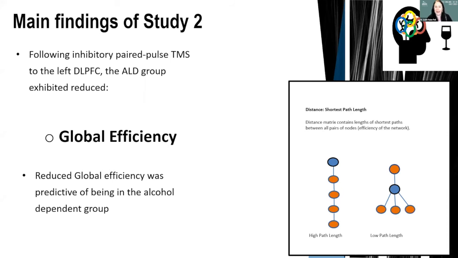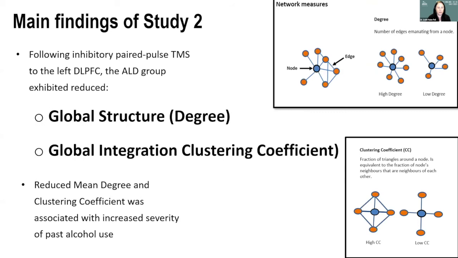Okay, I'll go faster. However, following inhibitory paired pulse TMS to the left dorsolateral prefrontal cortex, the alcohol-dependent group exhibited an altered network response. Global efficiency, which is a measure of information transfer, was significantly reduced. Additionally, using predictive modeling, we found that reduced global efficiency was predictive of being in the alcohol-dependent group. We also found that the alcohol-dependent group presented with significantly reduced mean degree, which reflects the processing of information and communication within the network, and reduced clustering coefficient, which is a measure of locally specialized connectivity.